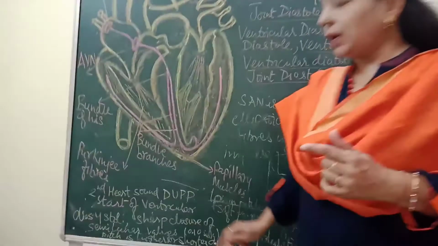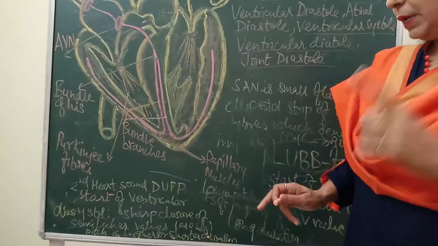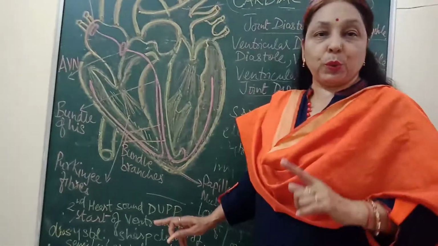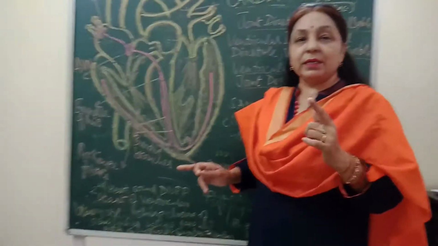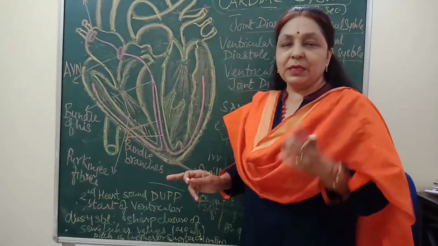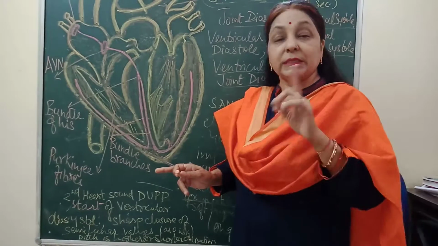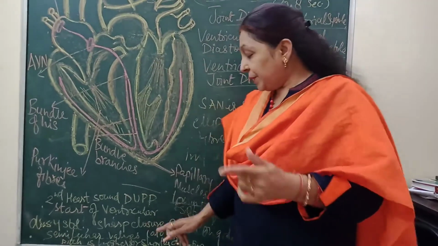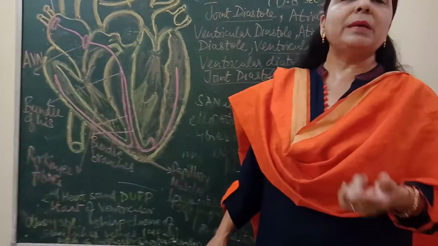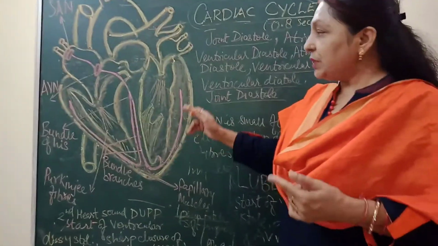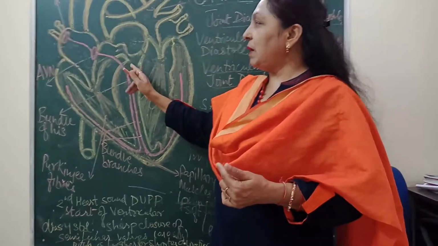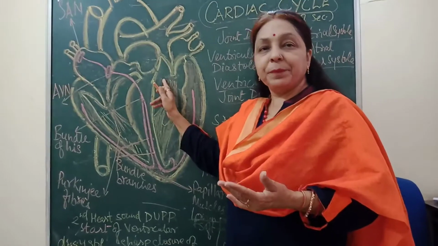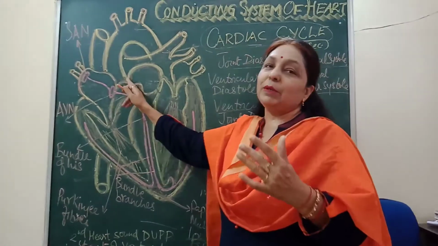The second heart sound is called dub, D-U-P-P. It is commenced at the start of ventricular diastole. That means when the ventricles are in diastolic condition, there will be commencing of the second heart sound, called dub. It is due to the sharp closure of the semilunar valves. So when the semilunar valves are closed, AV valves are open. And when the AV valves are closed, semilunar valves are open.